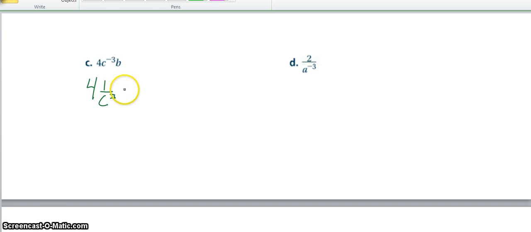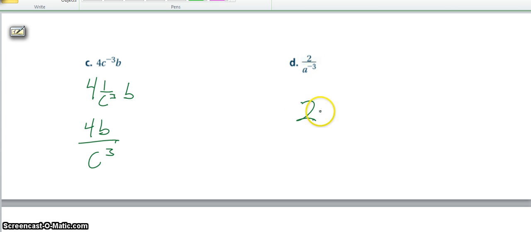The C is on the denominator. And then B, well now since this is all straight multiplication, we can say it's 4 times B all over C to the third. Here, the A to the negative third, the A is the only thing with the negative power happening. So it flips, but the 2 actually stays where it is because it's not being affected by the exponent. So 2 is still on top of 1, and now A comes back on top with the third power. So really we can just write it as 2 times A to the third power.